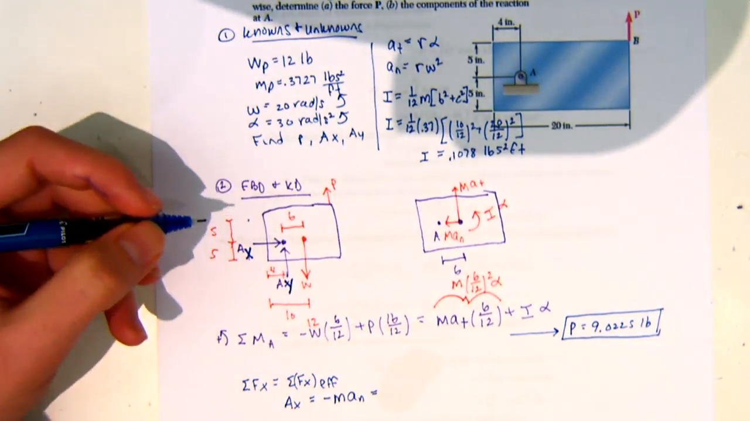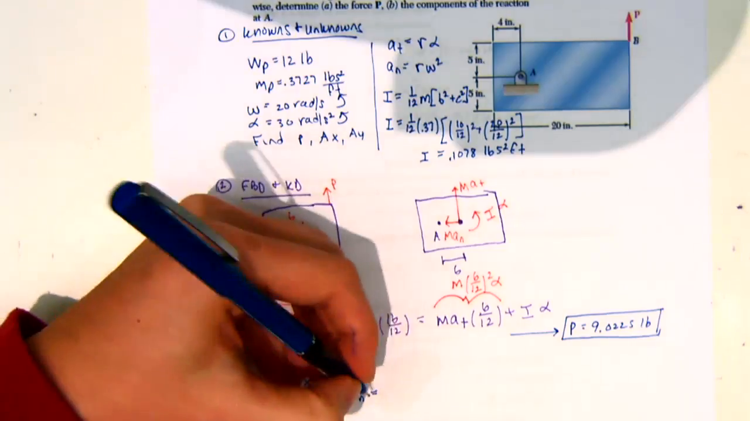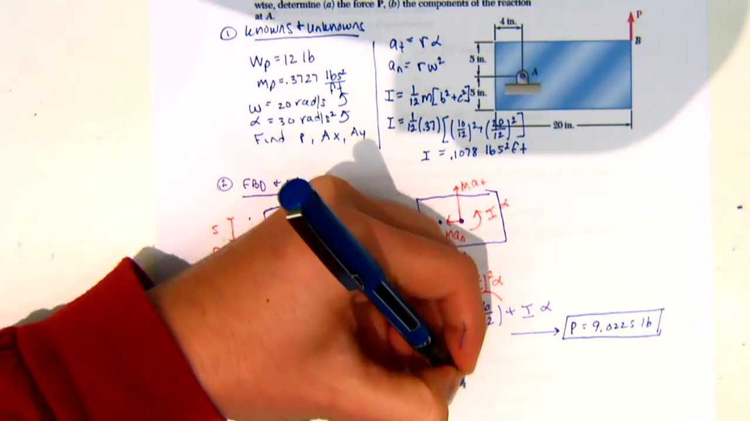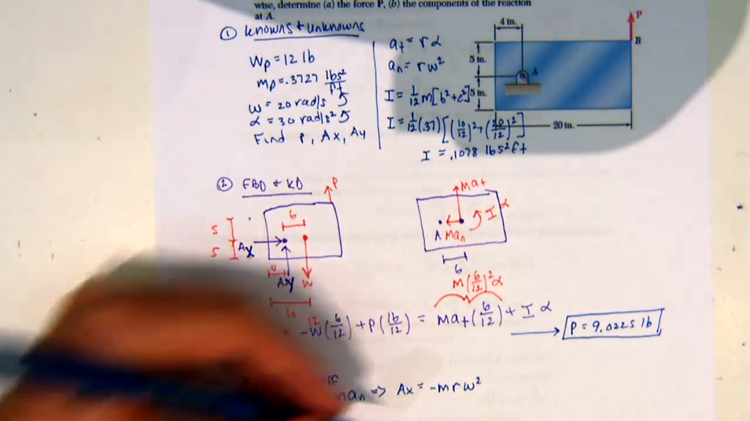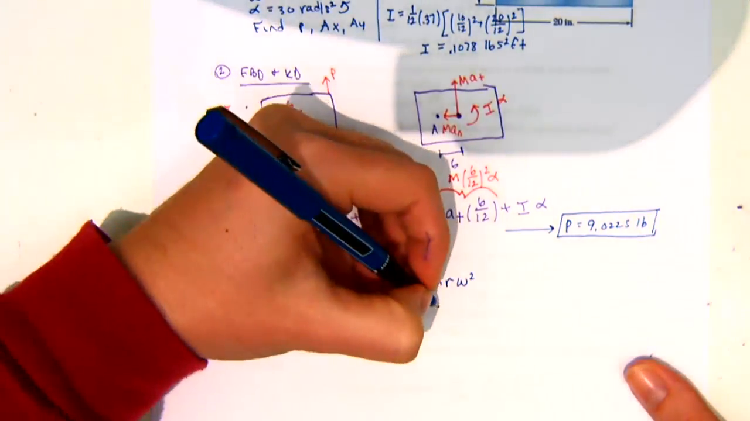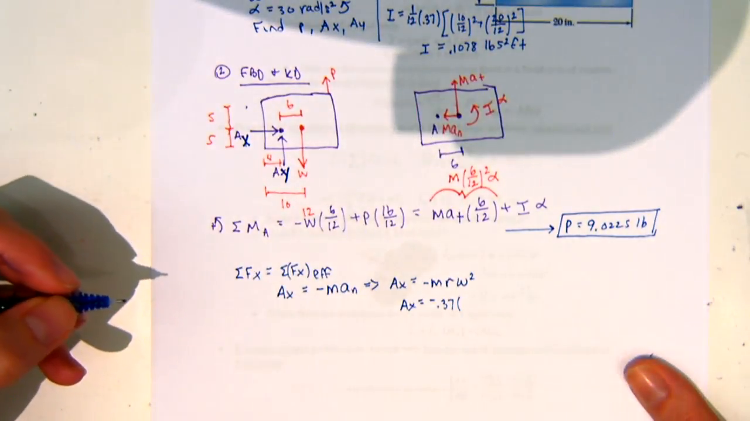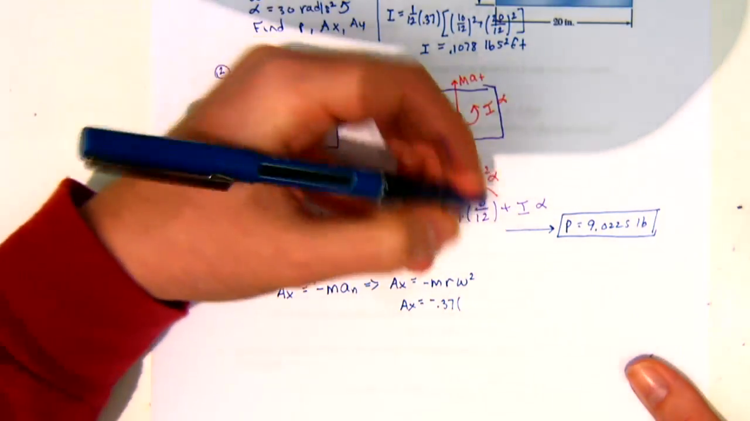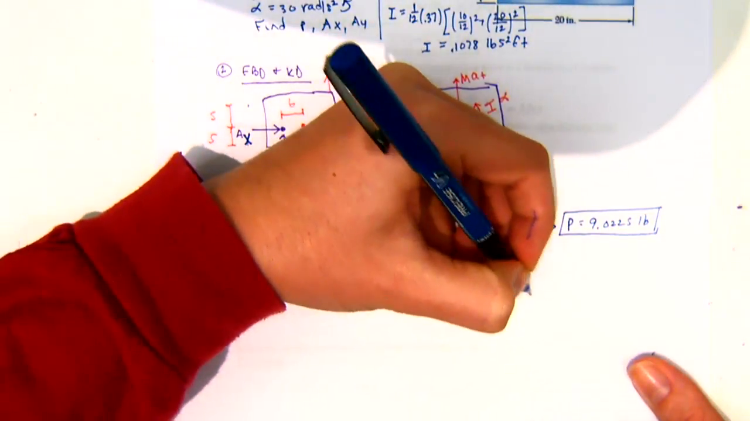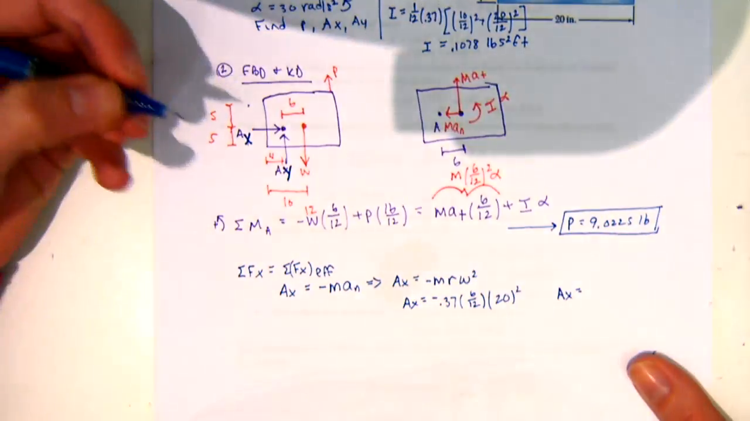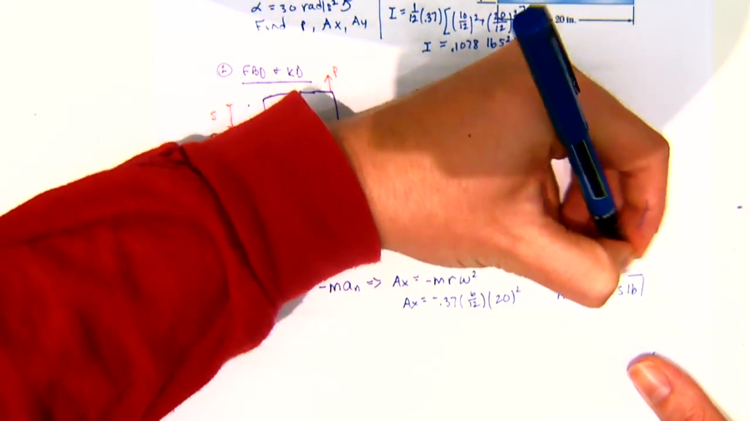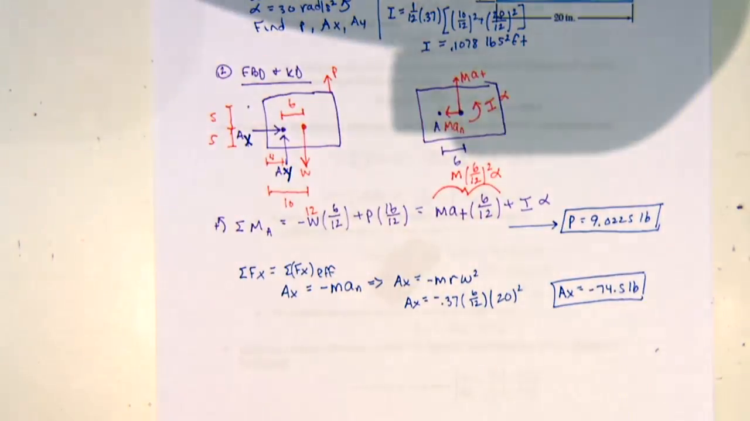My normal acceleration is equal to r omega squared. So from this, I say AX is equal to negative m times r omega squared. So AX is negative 0.37 times the radius, which is 6 over 12 again, and then omega, which was 20. So AX is negative 74.5. All the negative sign means is that my assumed direction was wrong.